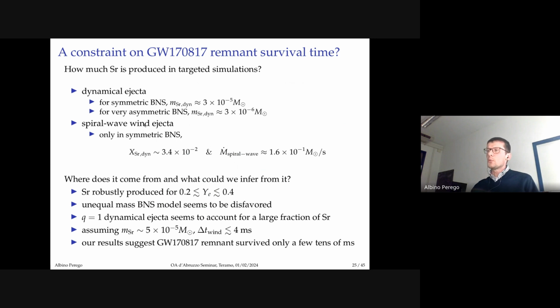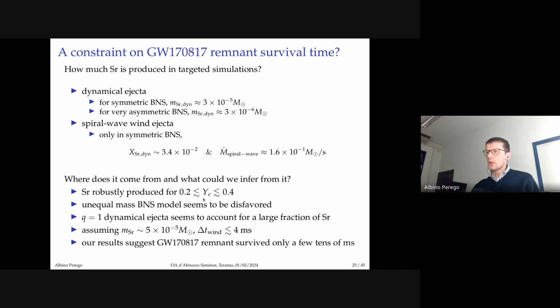And so what we have seen is that the amount of strontium produced in the first ejecta, which means the dynamical ejecta, is actually already a significant fraction, 3 times 10 to the minus 5. So in other words, it would be sufficient to explain what we have observed. But then, what does this say about the strontium?